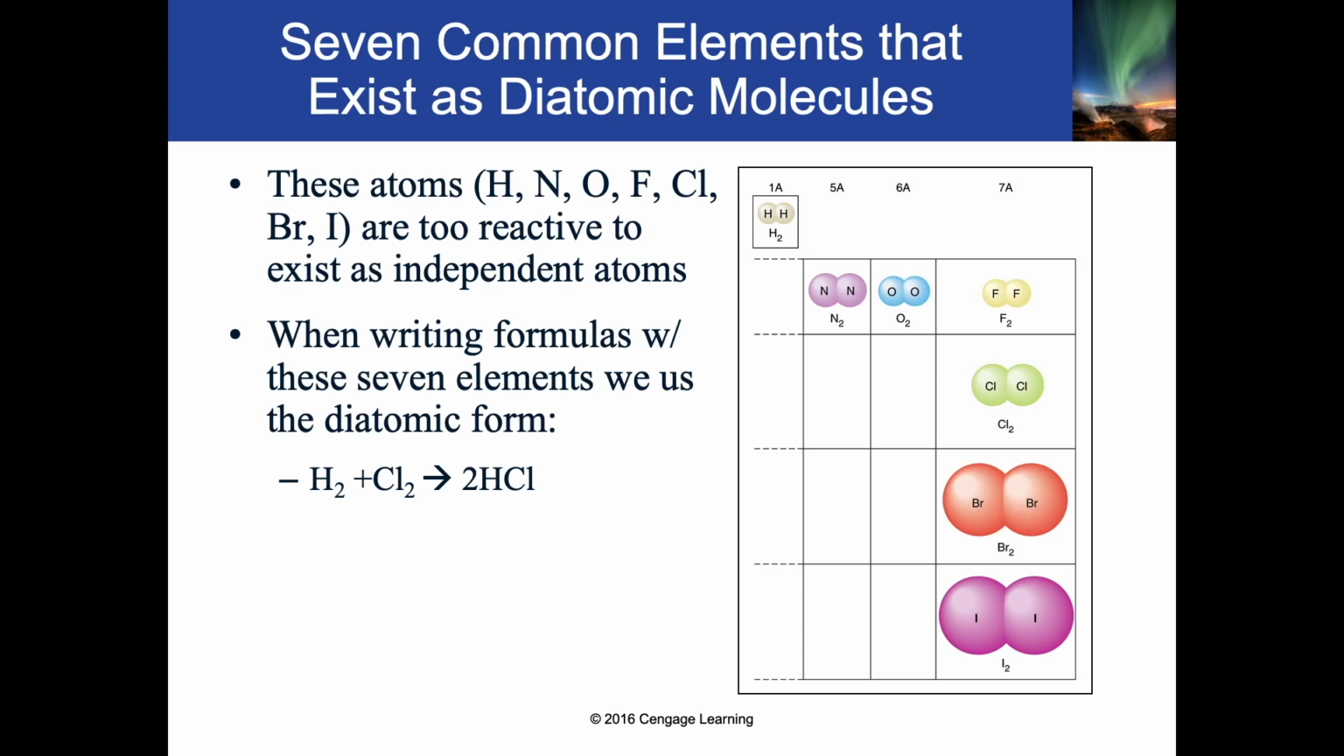And so here's a nice little picture that shows you the diatomics from the periodic table. We have hydrogen there. We have nitrogen, oxygen, fluorine, chlorine, bromine, and iodine. These guys all exist as diatomics. And I'll show you a video next week or something when we get more into chemical reactions.